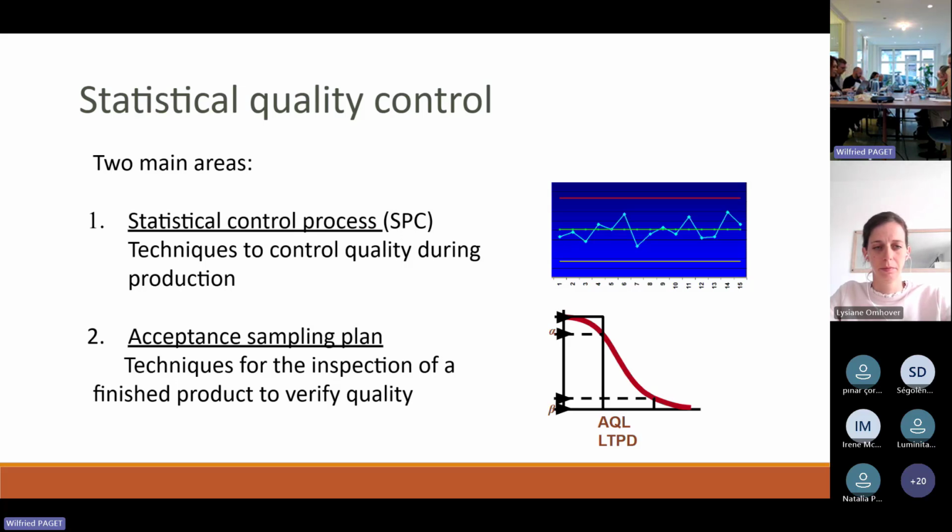The next is the acceptance sampling plan. These are a set of theories used for the inspection of a finished product. It is about inspecting a group of products, or a lot of products. This is not done as in statistical process control; it is not done to monitor or verify the quality. Therefore, acceptance sampling plans are applied only when we know that the process is under control. They cannot be applied in processes that are still chaotic.